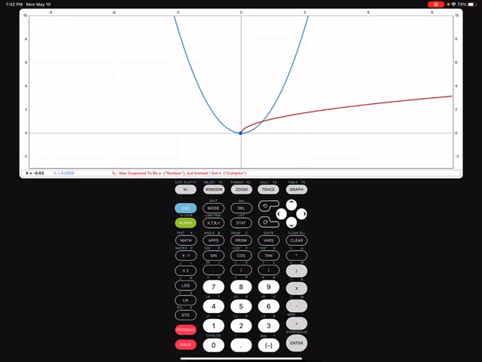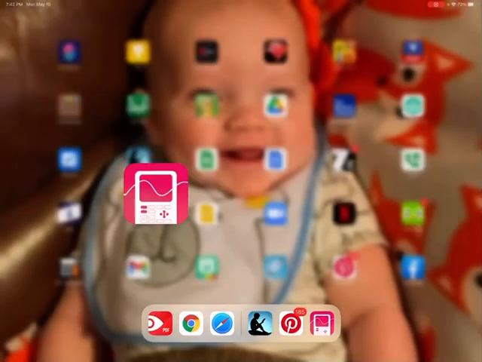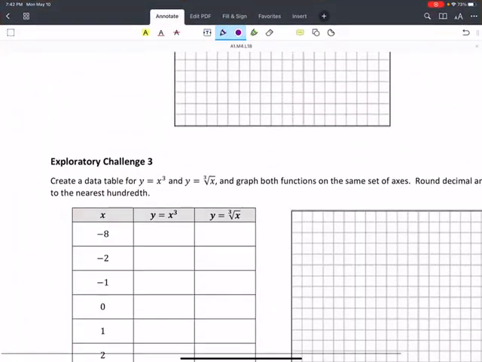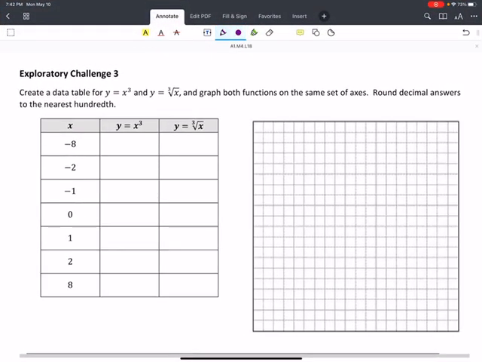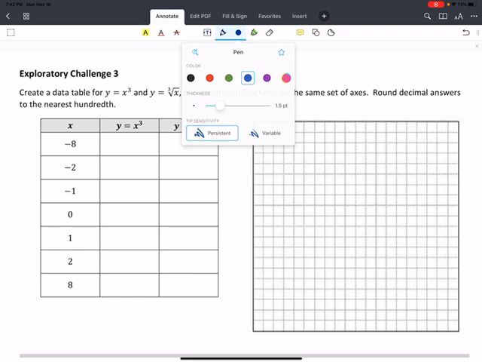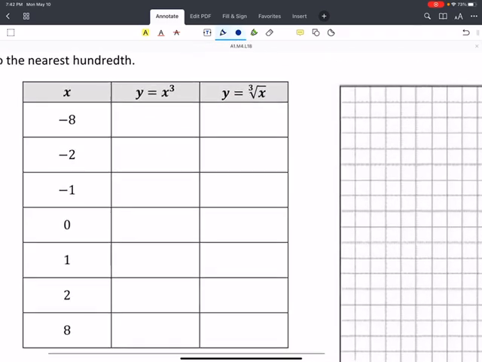If it's your first time seeing this. All right, let's go back to our packet. Let's look at Exploratory Challenge 3. It wants us to create a data table for y equals x to the third and y equals the cube root of x. So again, I would like for you to pause this, please, and go do this on your own, and then come back and check.